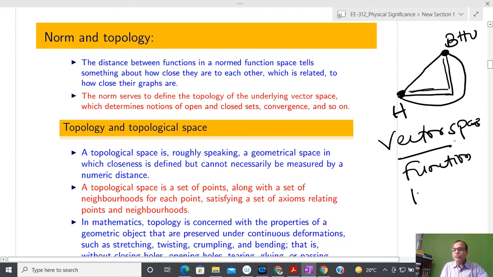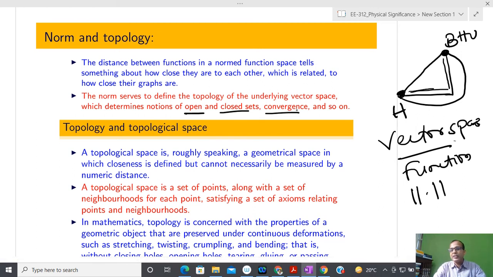And now I am going to define the norm which will satisfy all three properties: symmetry, positivity, homogeneity, and the triangular inequality. So all of these properties will be satisfied. Now norms serve to define the topology of the underlying vector space, which determines the notion of open set, closed set, and convergence. In several places you might have seen people using this kind of terminology: open set, closed set, convergence, etc. Convergence is important because we are going to talk about limits in higher dimensional space.